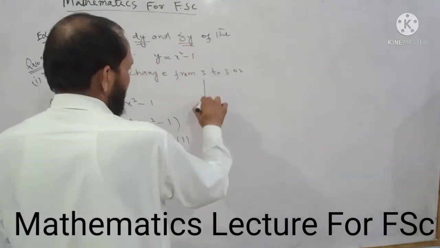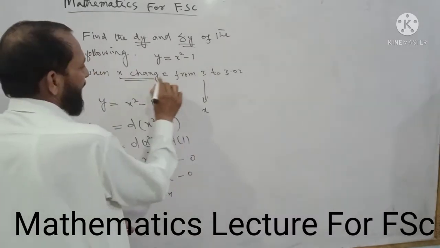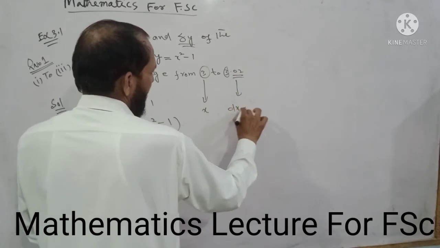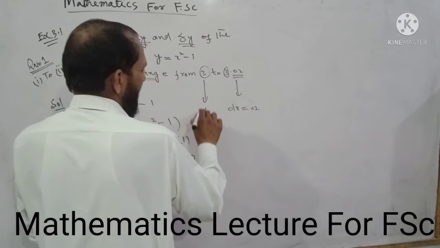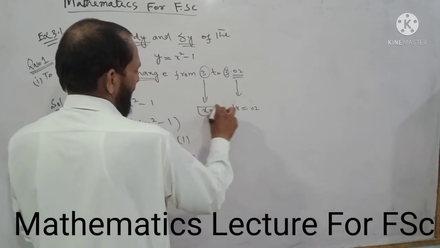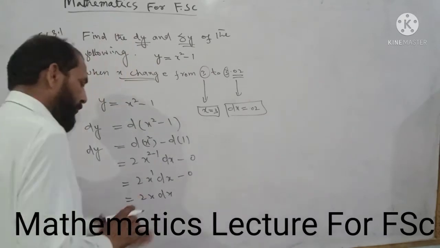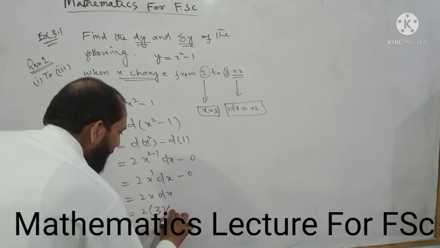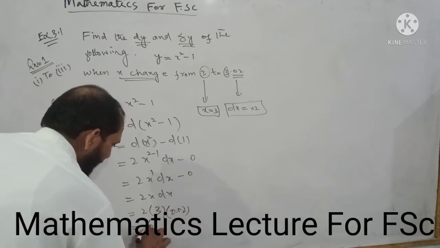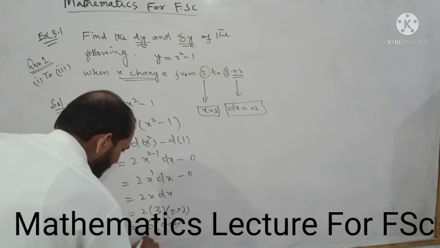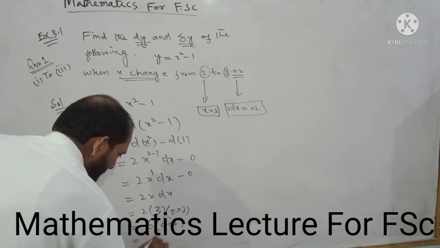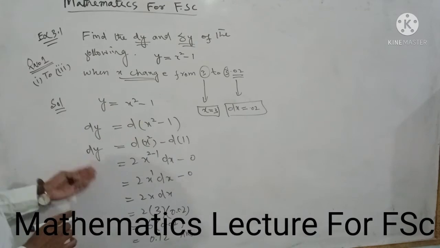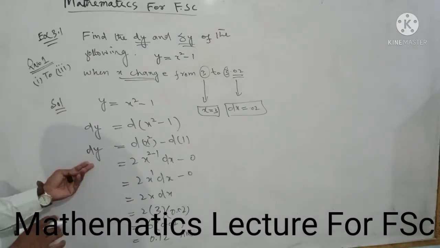You know that this value is x, and x is changed from 3 to 3.02, so this value is dx. Here x is 3 and dx is equal to 0.02. So we can put these values and get the answer: 2 times 3 times 0.02, which is 6 times 0.02. After multiplication we have 0.12, so this value 0.12 is called the dy value.